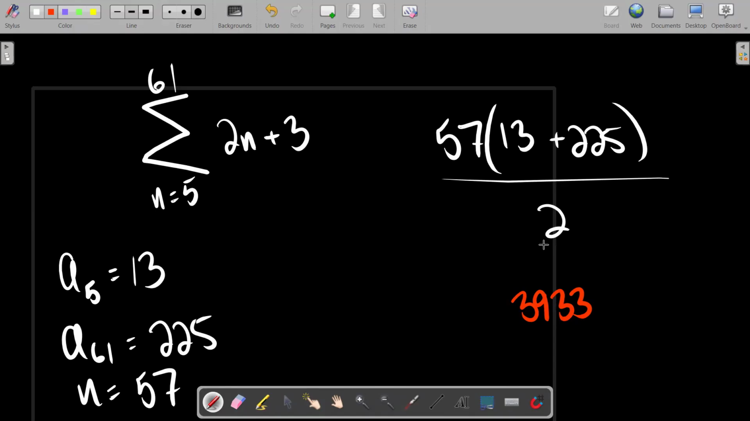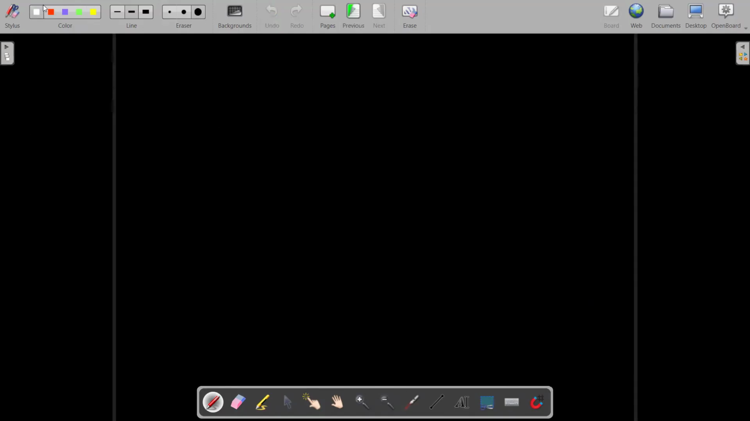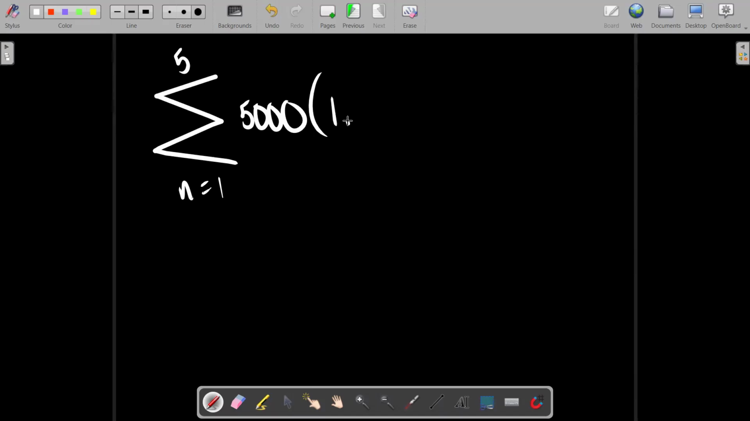It's not a very complex thing. It's new language, but the math is not that intense. Okay. So let's do some geometrics. A couple. So the notation will, again, you'll recognize it right away. It's going to say the summation of the terms running from n equals 1 to n equals 5. And the expression is going to be 5,000 times 1.05 to the power of n minus 1.